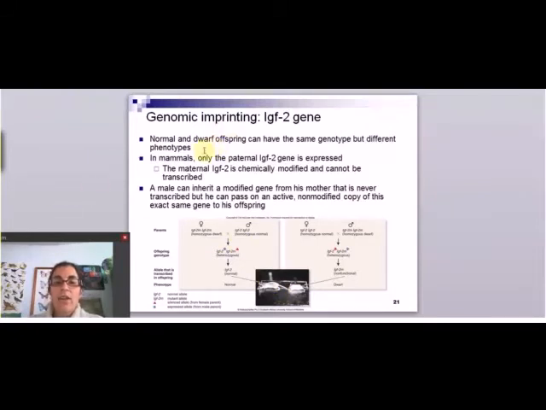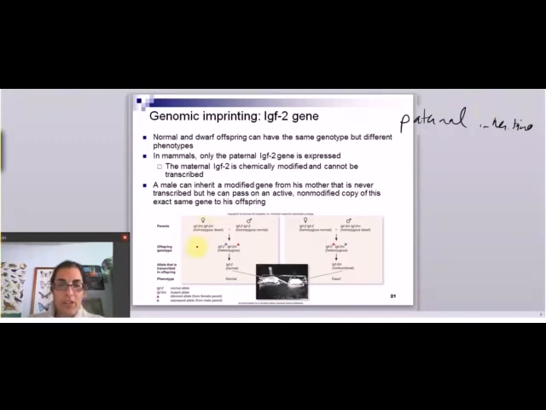And what they found is that normal and dwarf offspring can have the same genotype but different phenotypes. And this is because this is going to follow paternal inheritance. So if I look at the cross, I take a mother who's homozygous dwarf and a father who's homozygous normal, and I'm going to get a heterozygote. But the normal copy here, in this case, came from the father. And if the normal copy comes from the father, then the offspring is normal.